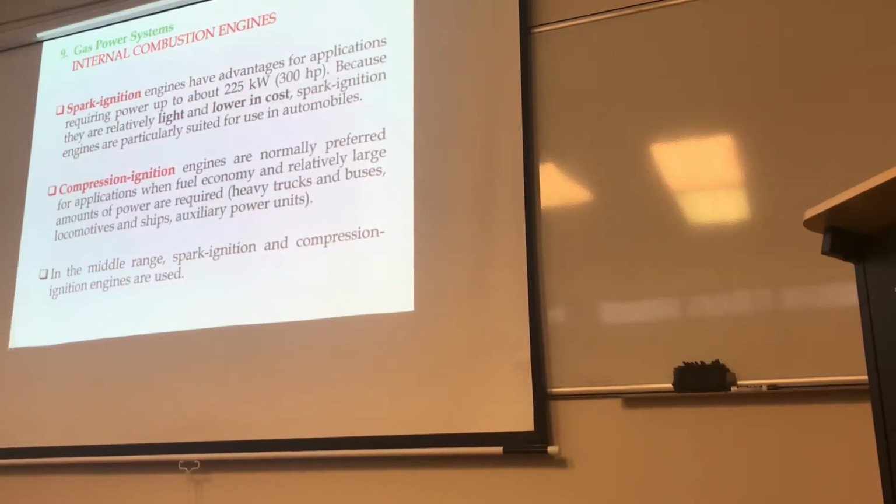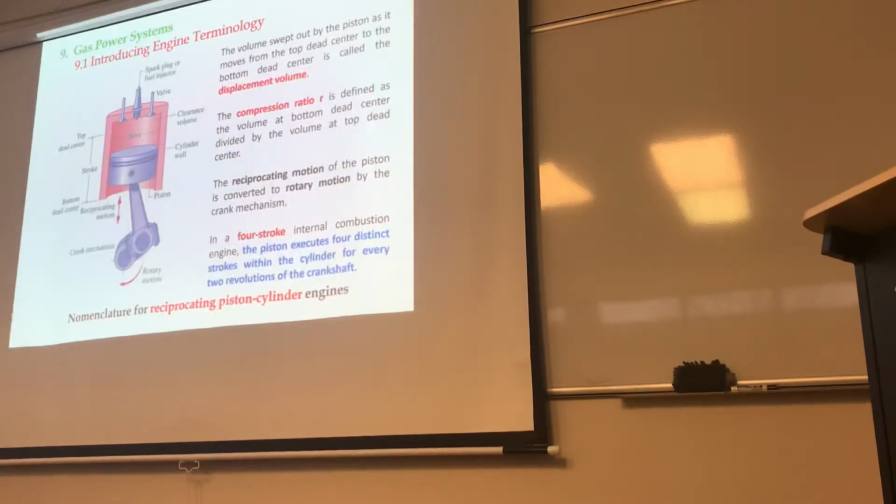We talked about some definitions between spark ignition and compression ignition, but most importantly, we talked about the anatomy of a piston cylinder engine, with the piston, the cylinder, the crank, and the reciprocating motion that gets transformed into a rotating motion. Talked about the top dead center, bottom dead center, etc., and some definitions about what the displacement volume is, what the compression ratio is, which is simply the ratio of the max volume divided by the minimum volume.